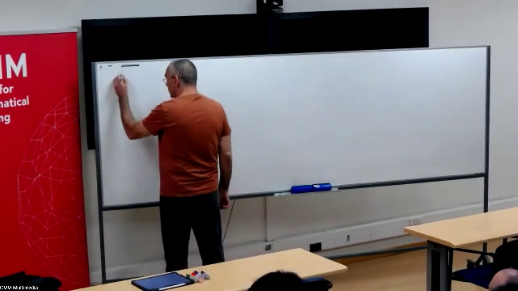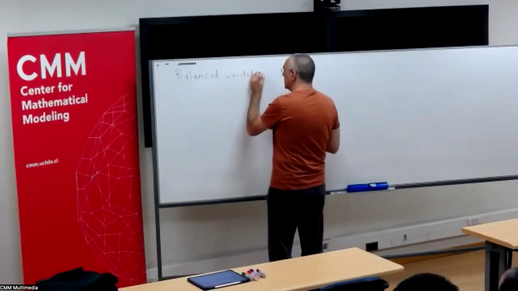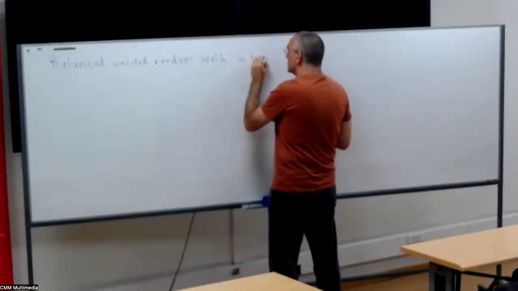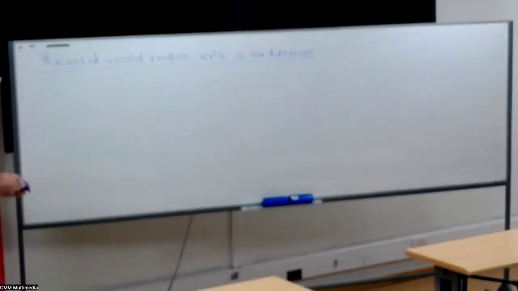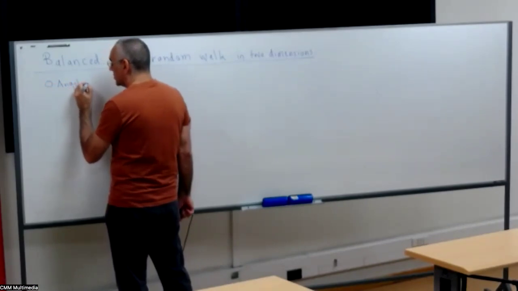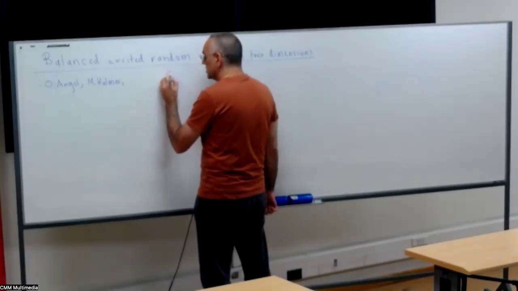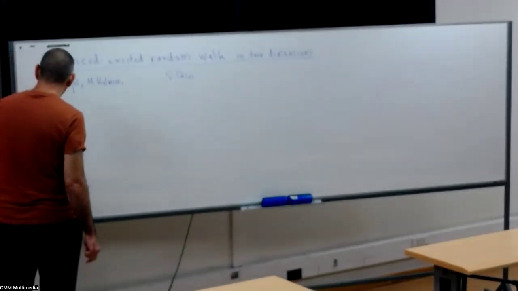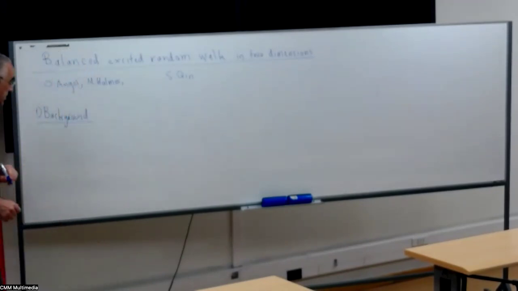So the subject of this talk is a random walk model called the balanced excited random walk in two dimensions. The talk is based on several joint works, in particular one with Omer Angel, Mark Holmes, and a more recent joint work with Shuo Qin. I will start giving some background about the model before I give you the definition.